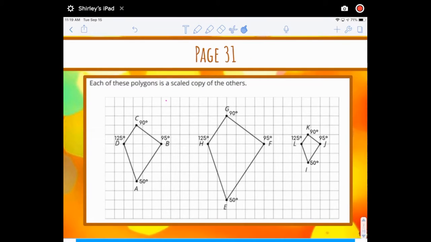Okay, so like I said, we're going to start on page 31. And if you are using the book along with me, I'm not going to answer all of those questions. You really just want to have your book out so you can see the pictures as I work along with it. So we are given these three figures and we're told that they're scaled copies.